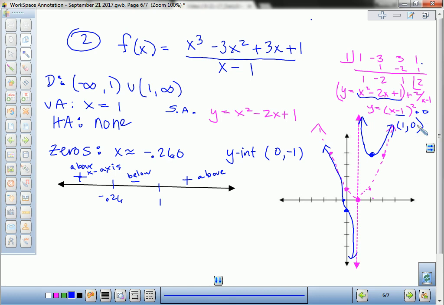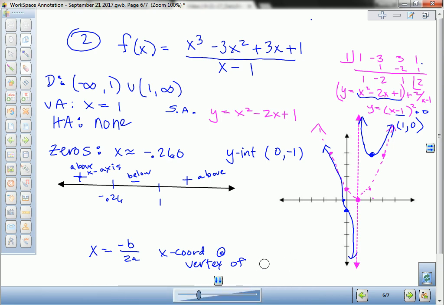The other day, the way we found the vertex is we did negative b over 2a. To find the vertex of a parabola, x equals negative b over 2a gives you that x coordinate at the vertex of a parabola, of a quadratic.